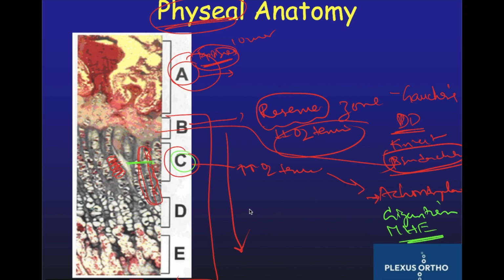The next zone is called the hypertrophic zone, where chondrocyte maturation, chondrocyte hypertrophy, and chondrocyte calcification occur. So it is divided into three parts: zone of maturation, zone of degeneration, and provisional zone of calcification.